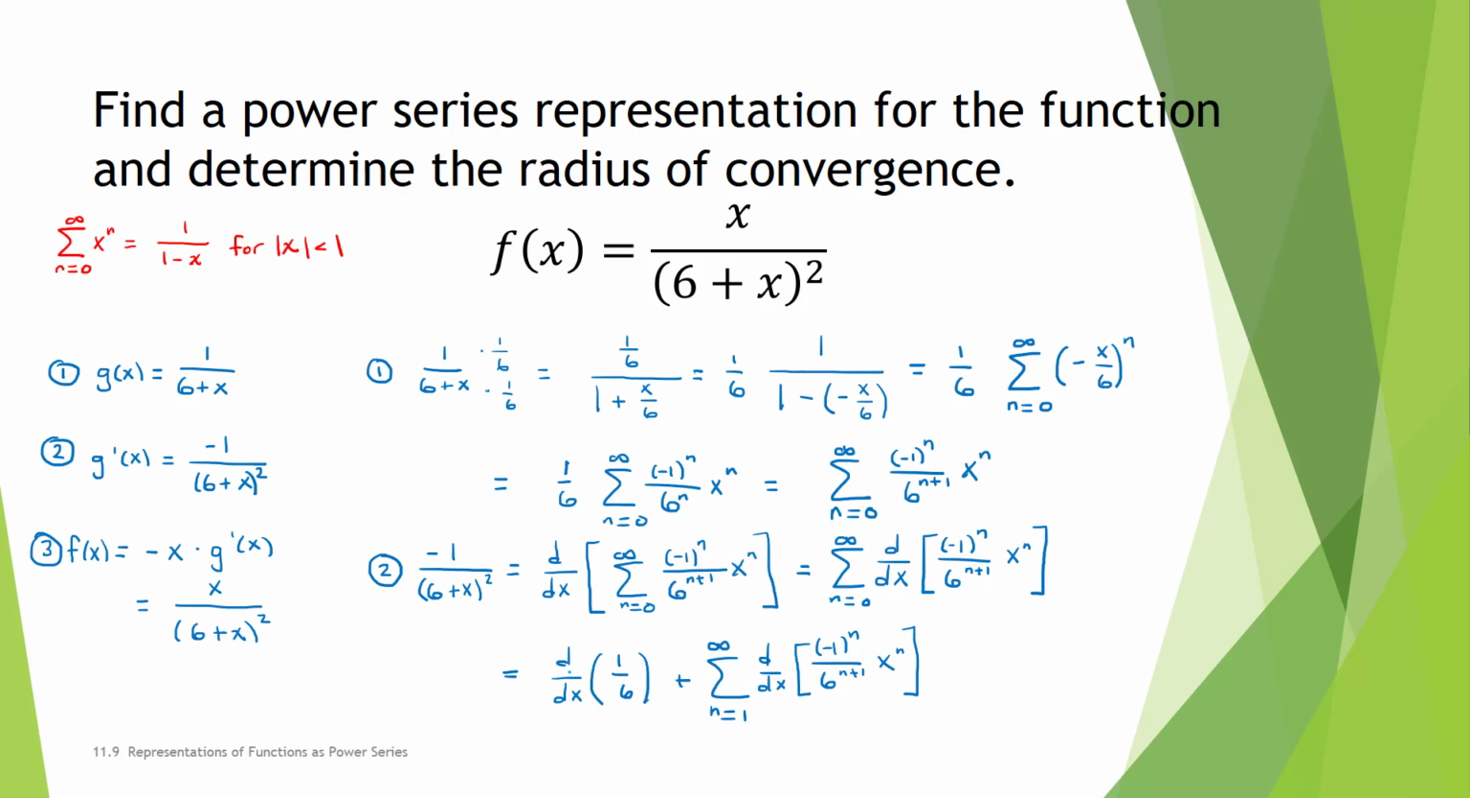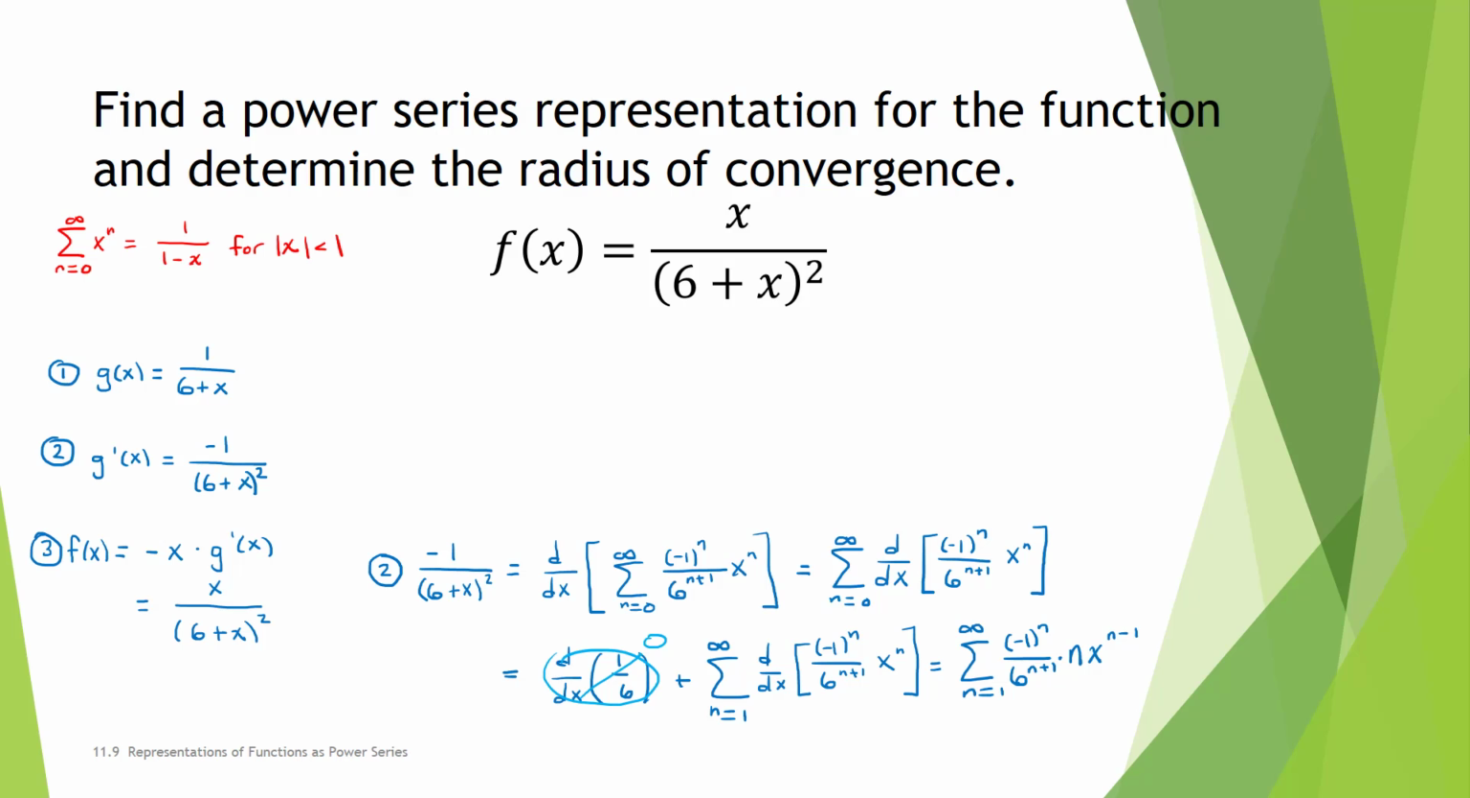Now the reason I wrote the 1/6 down separately is that we know the derivative of a constant is 0. So this first term is 0. In the rest of the terms, the variable x has a positive exponent, so we take the derivative just by using the power rule. We have the sum from n equals 1 to infinity, negative 1 to the n divided by 6 to the n plus 1 is a constant, and by the power rule, the derivative of x to the n power is n times x to the power n minus 1.